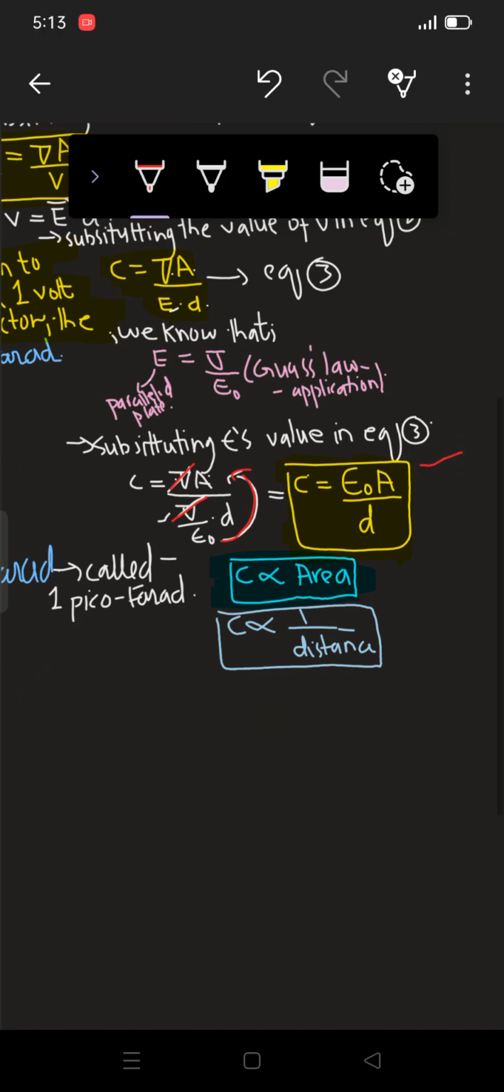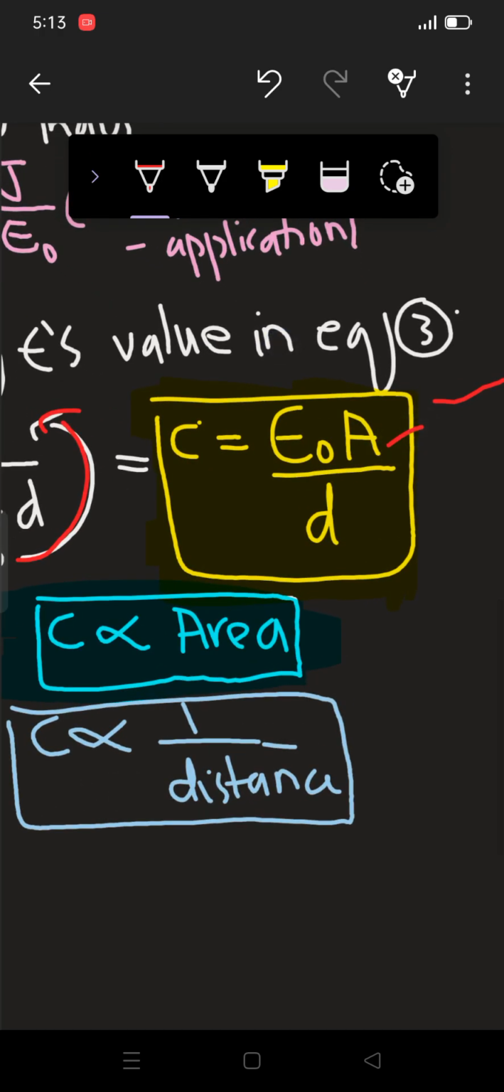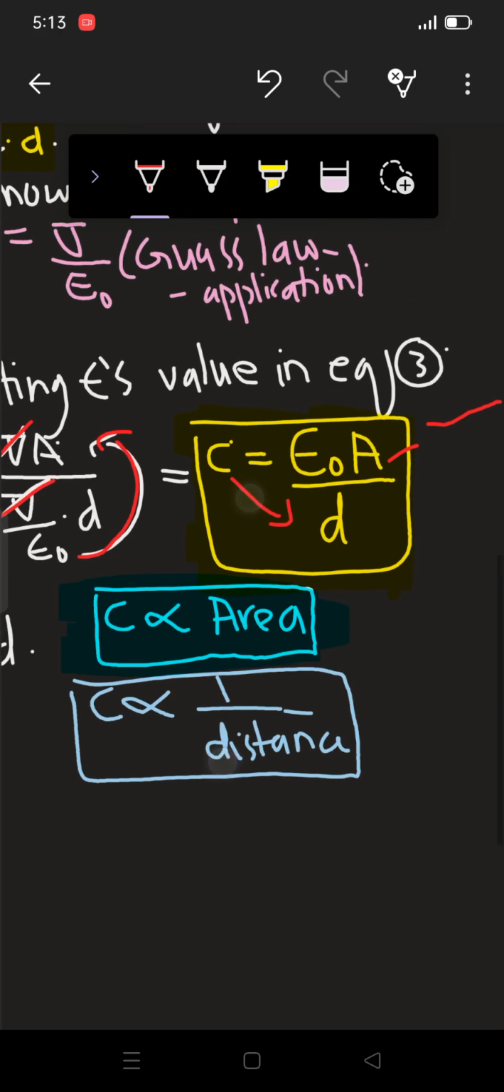And because of this equation we are getting that the capacitance of a capacitor is directly proportional to the area of the plates, and it is inversely proportional to the distance between these two plates, right? Which means if you increase the area of the plates, the capacitance of the capacitor would be increased, and if you increase the distance between the plates, the capacitance of a capacitor would be decreased. Or if you decrease the distance between these two plates, the capacitance of a capacitor would be increased, since they have an inversely proportional relation, right?